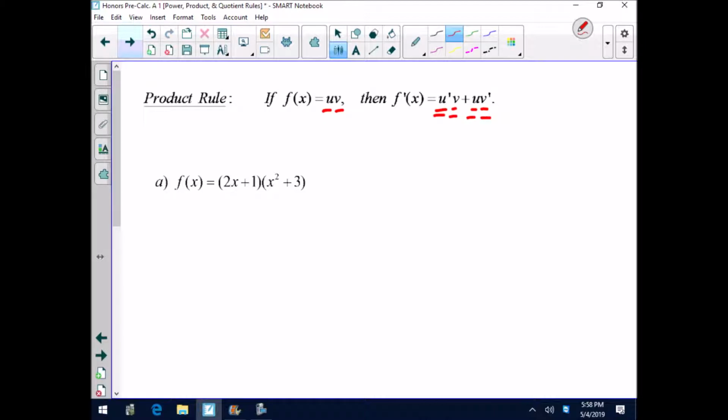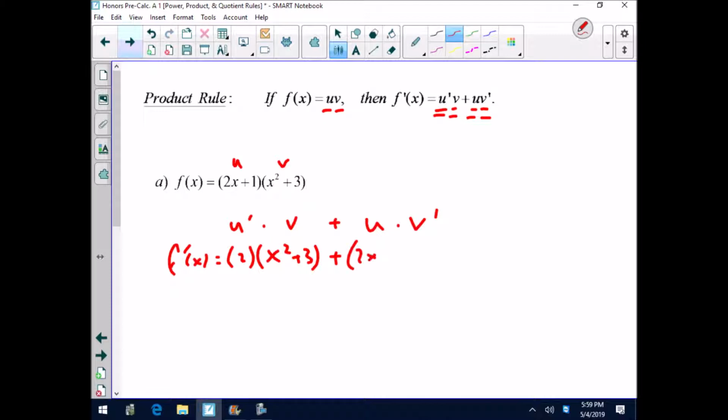So right here, looking at our f of x from the previous page, we can let our first variable expression be u, our second variable expression be v, and then our derivative is going to look like this. It's going to be u prime times our v, plus u times our v prime. So taking the derivatives, we have the derivative of 2x plus 1 as 2, times our x squared plus 3, plus our u of 2x plus 1 times our v prime, the derivative of our v expression, as 2x.